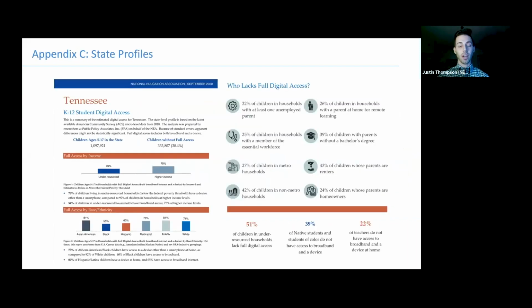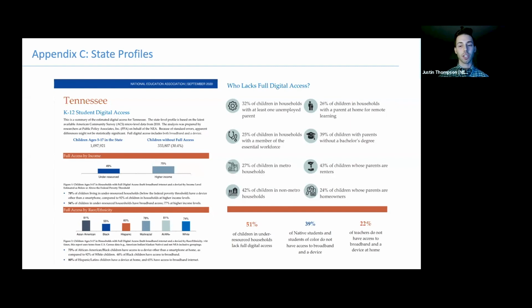So after the maps in Appendix B, the next appendix has a 2-page profile for each state. And so these profiles have a ton of information. It has the number of students in the state, the number of students without full access. It breaks it down by income, by race and ethnicity, by educators that don't have access, renters versus homeowners, parents' education.